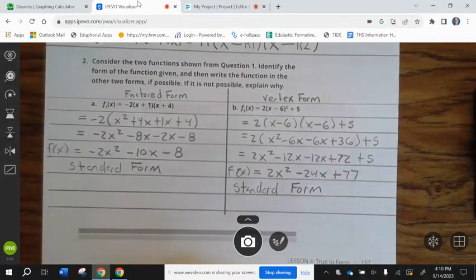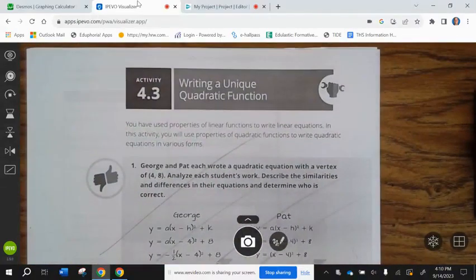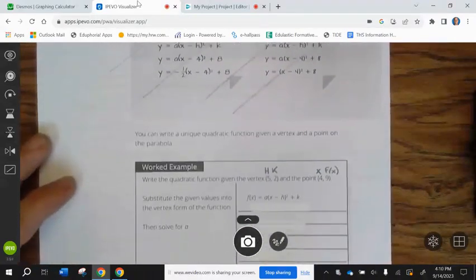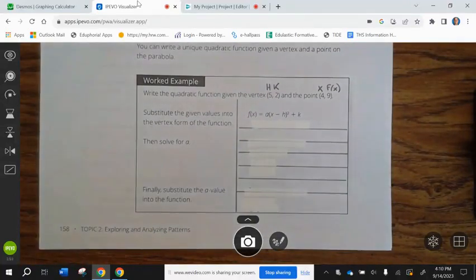Let's take a look at the next page. All right. Activity 4.3, writing a unique quadratic function. Okay. Worked example. Write the quadratic function given the vertex 5, 2 and the point 4, 9.